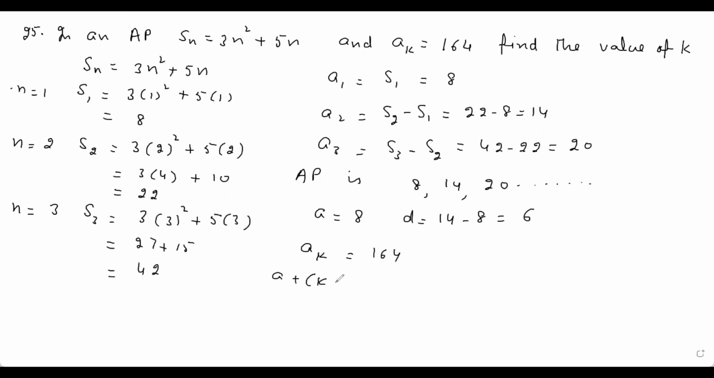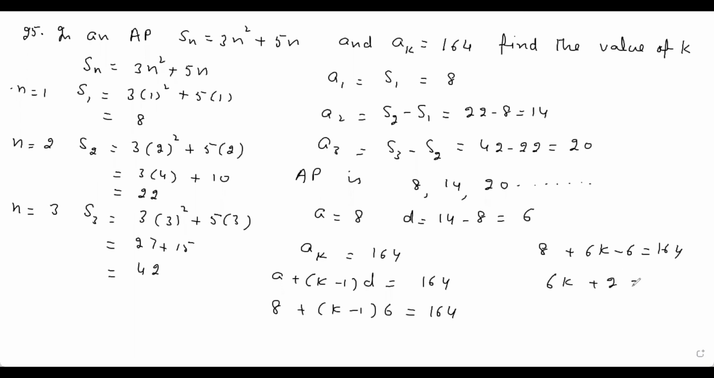A plus K minus 1 into D is equal to 164. A is 8 plus K minus 1 into D is 6 is equal to 164. 8 plus 6K minus 6 is equal to 164. 6K plus 2 is equal to 164. 6K is equal to 164 minus 2. 6K is equal to 162. K is equal to 162 by 6. That is equal to 27. So value of K is equal to 27.